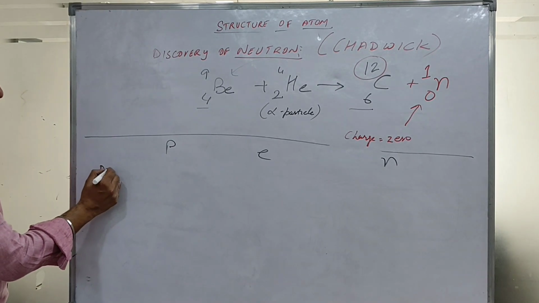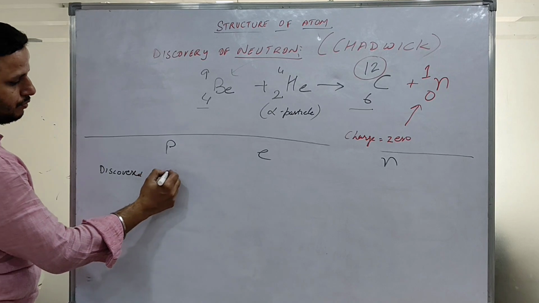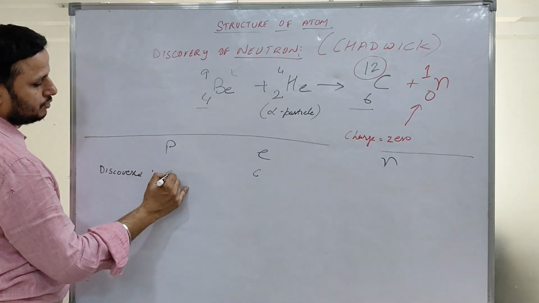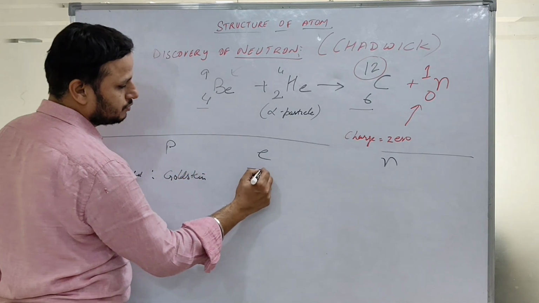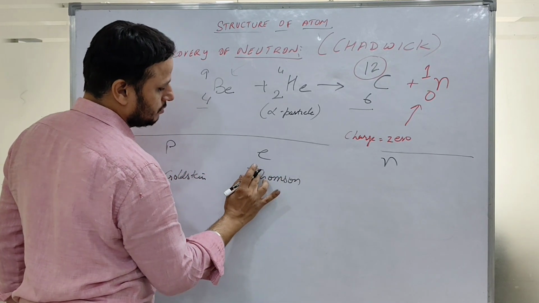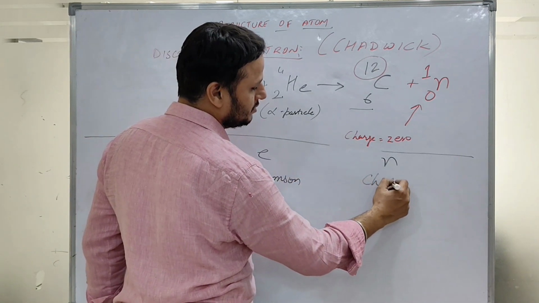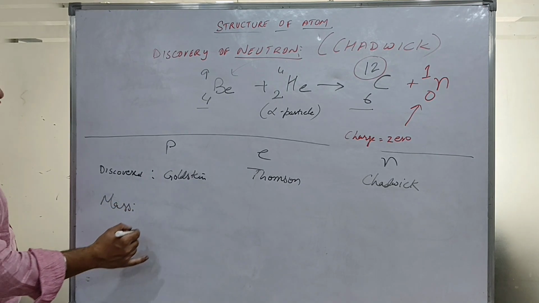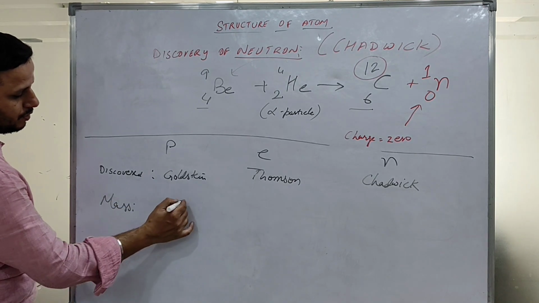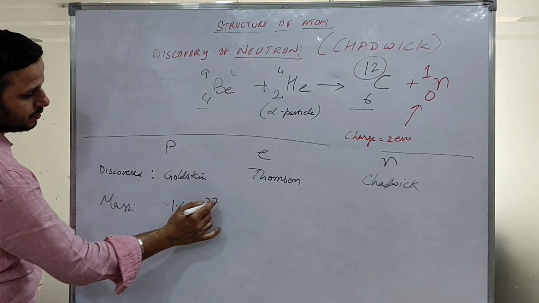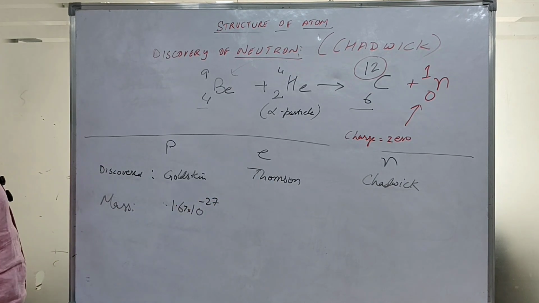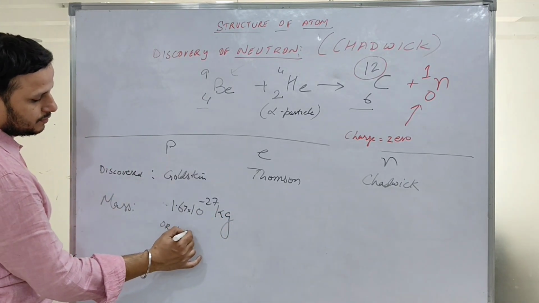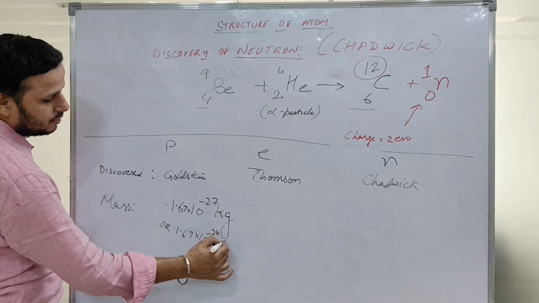So who discovered proton? Proton was discovered by Goldstein, electron by Thomson, and neutron by Chadwick. The mass of the protons is 1.67 into 10 raised to power minus 27 kg, or 1.67 into 10 raised to power minus 24 in grams.